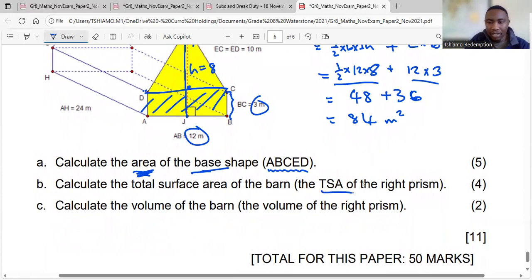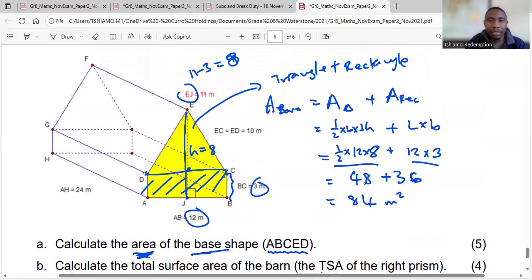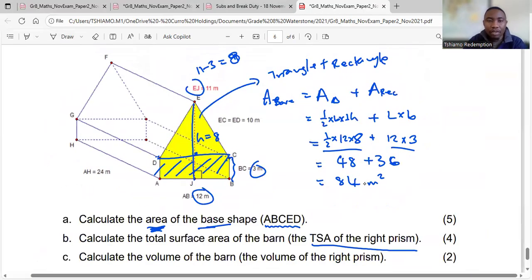The total surface area. Remember, how do we do total surface area? We add all the faces together. Remember, a cube has 6 faces, so we add the area of all the faces. So this is what I'm going to do here. Let me just get more space. So we have the base as 84. I'll write it here. The base is 84 meters squared.